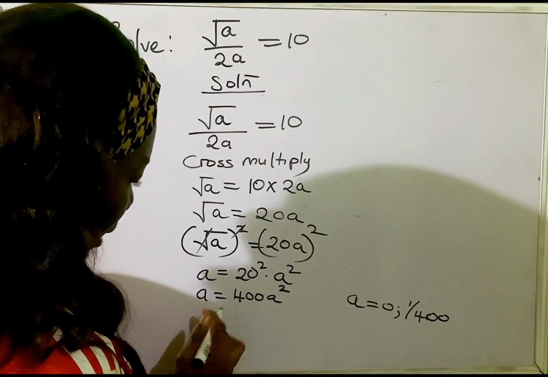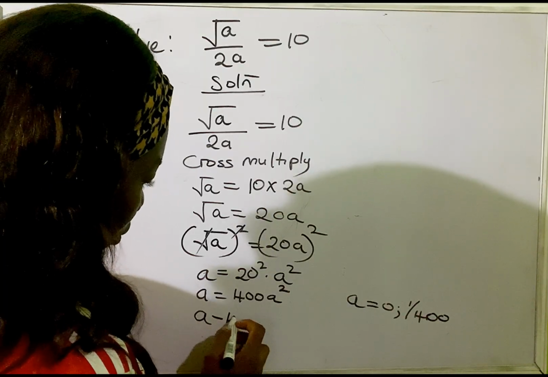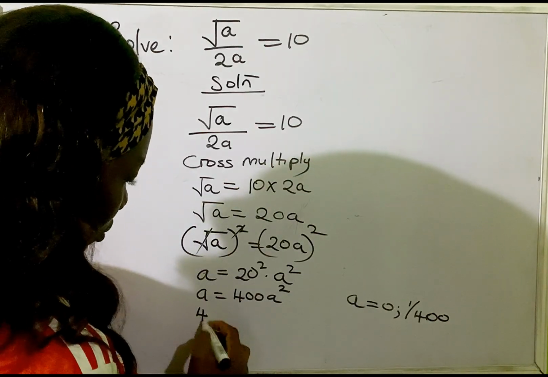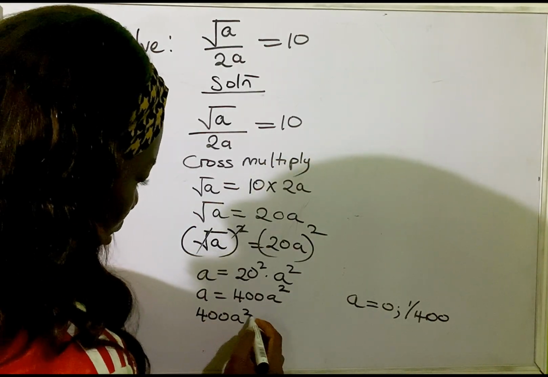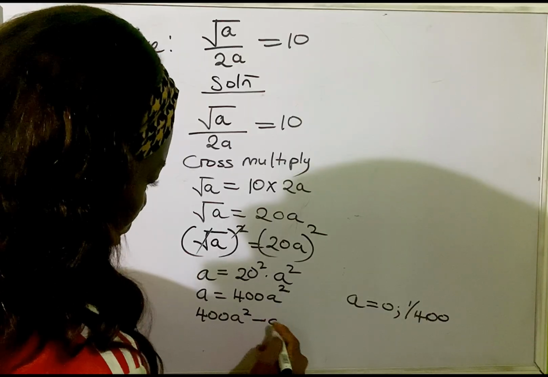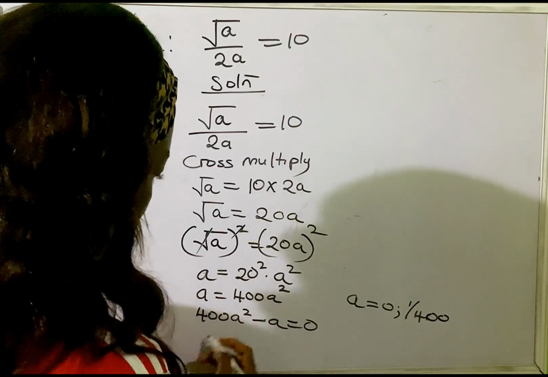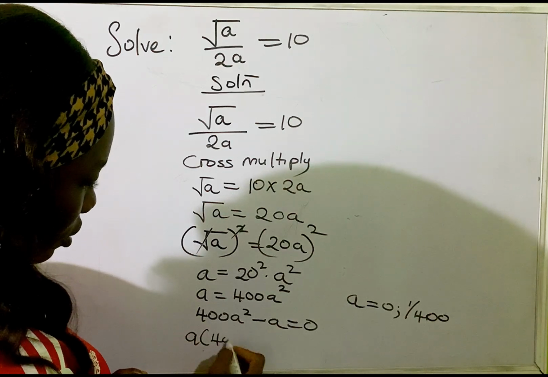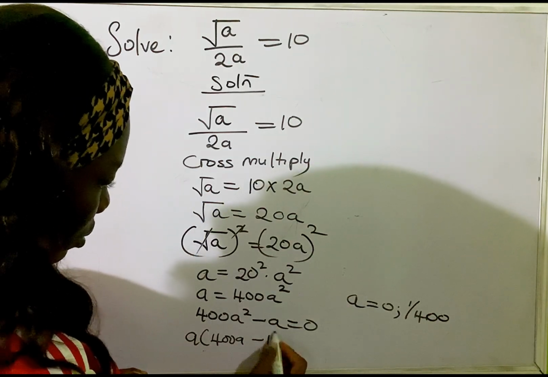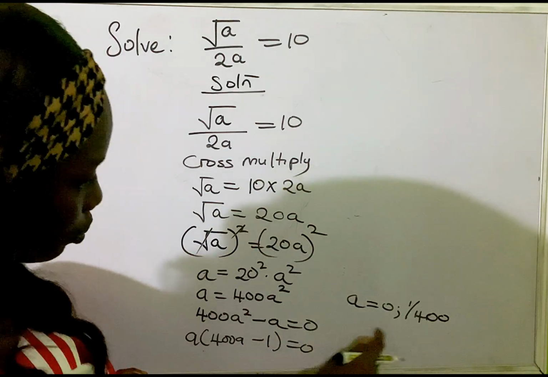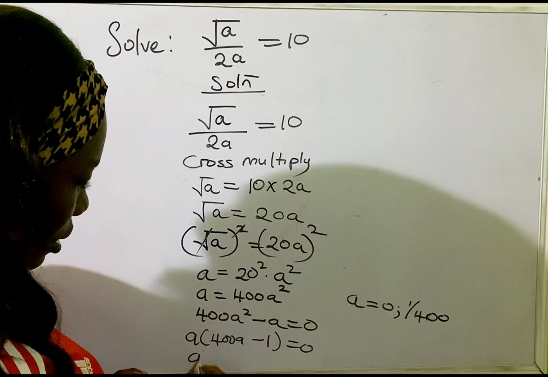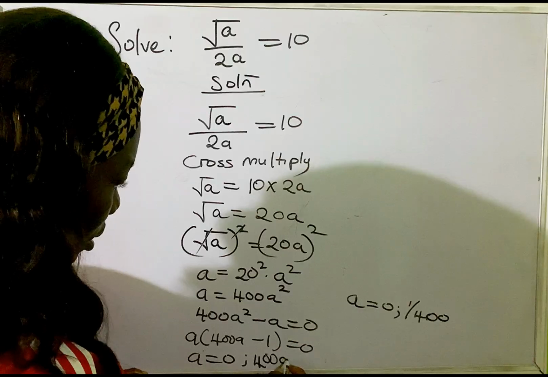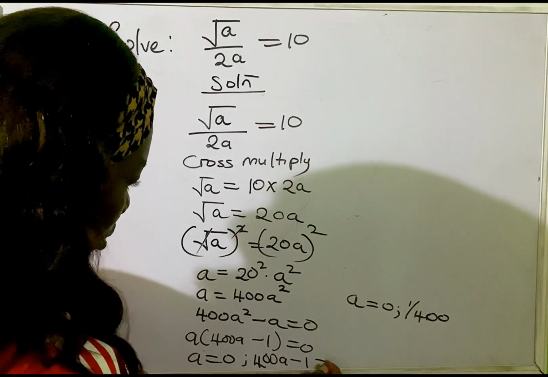So let's go the other way, which will be better for us: 400a squared minus a is equal to 0. Let's find what's common: a(400a minus 1). So you see we are back to how we got to this place. So a is equal to 0, or 400a minus 1 is equal to 0.